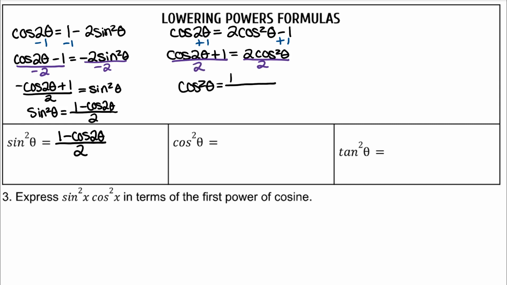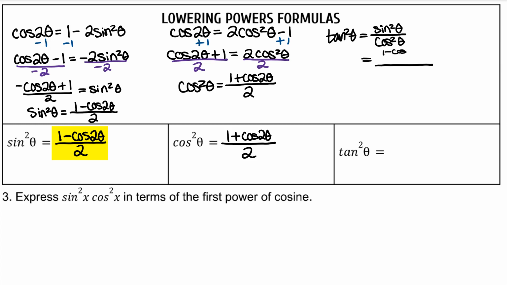And that is equal to 1 plus cosine 2 theta over 2. Now remember that tangent squared theta is equal to sine squared theta over cosine squared theta. That's a quotient identity, just being squared. Take the ratio for sine squared theta and divide by the ratio for cosine squared theta. That's equal to 1 minus cosine 2 theta over 1 plus cosine 2 theta, which is the lowering powers formula for tangent squared theta.